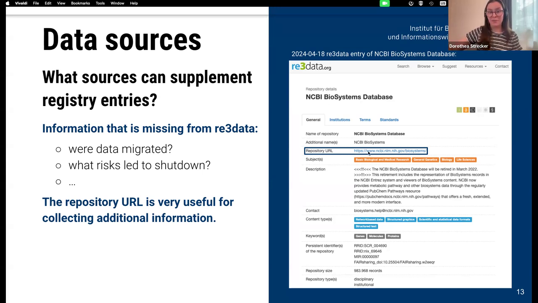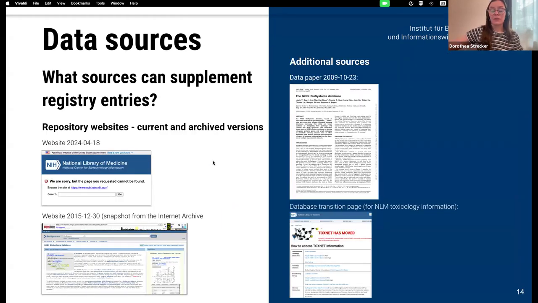However, one very important piece of information that can be used to gather additional information on the shutdown process is the repository URL. You can use that to access the current version of the repository, or you can look at older versions of the website via the Internet Archive. For example, in the example I gave here, the NCBI Biosystems database, I accessed the URL today, and you can see that there's a tombstone page, so it does not exist anymore. But you can see that there are several screenshots in the Internet Archive, and then you can navigate back in time to the time before, during, or after the shutdown. And you can see if there was any additional information on the shutdown process listed on the website back then.